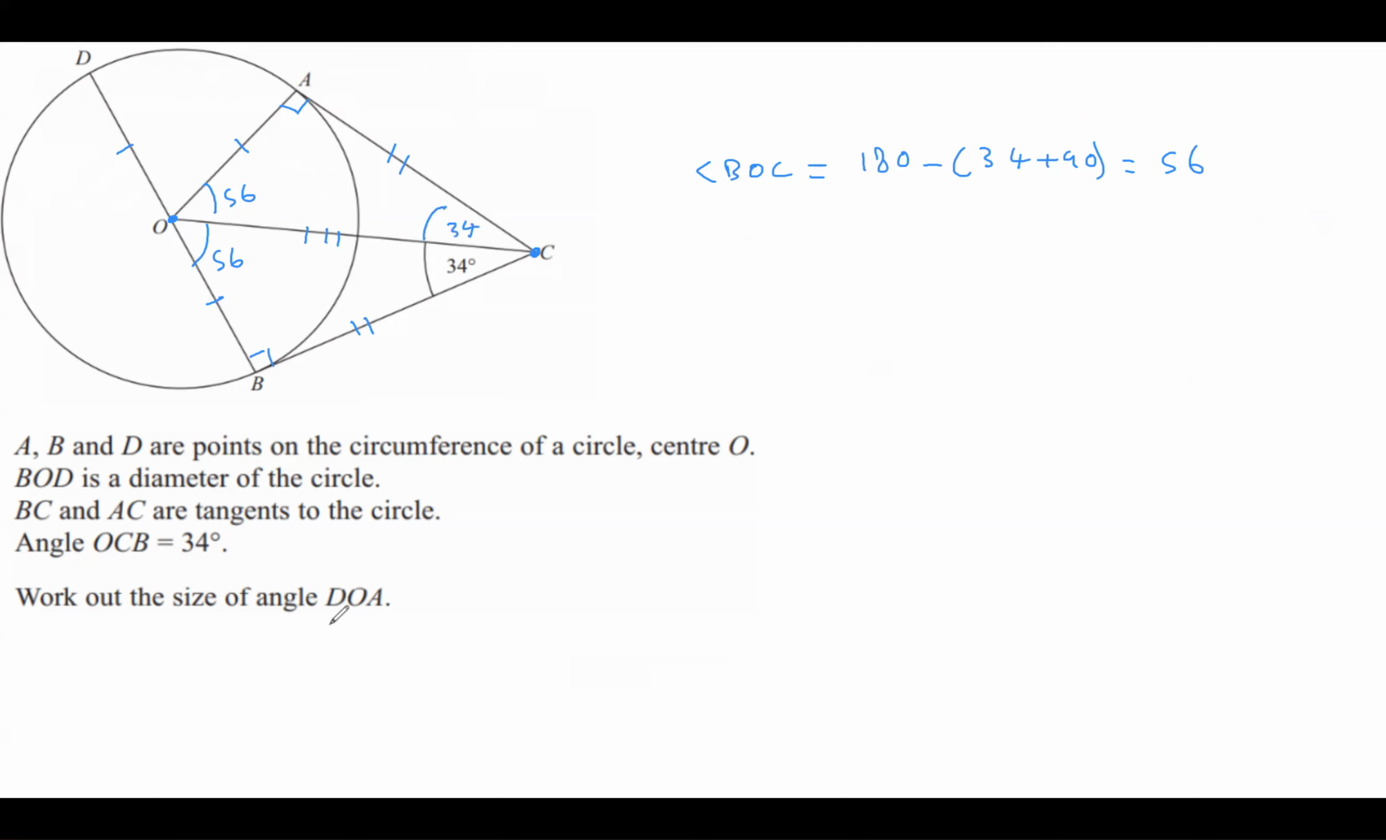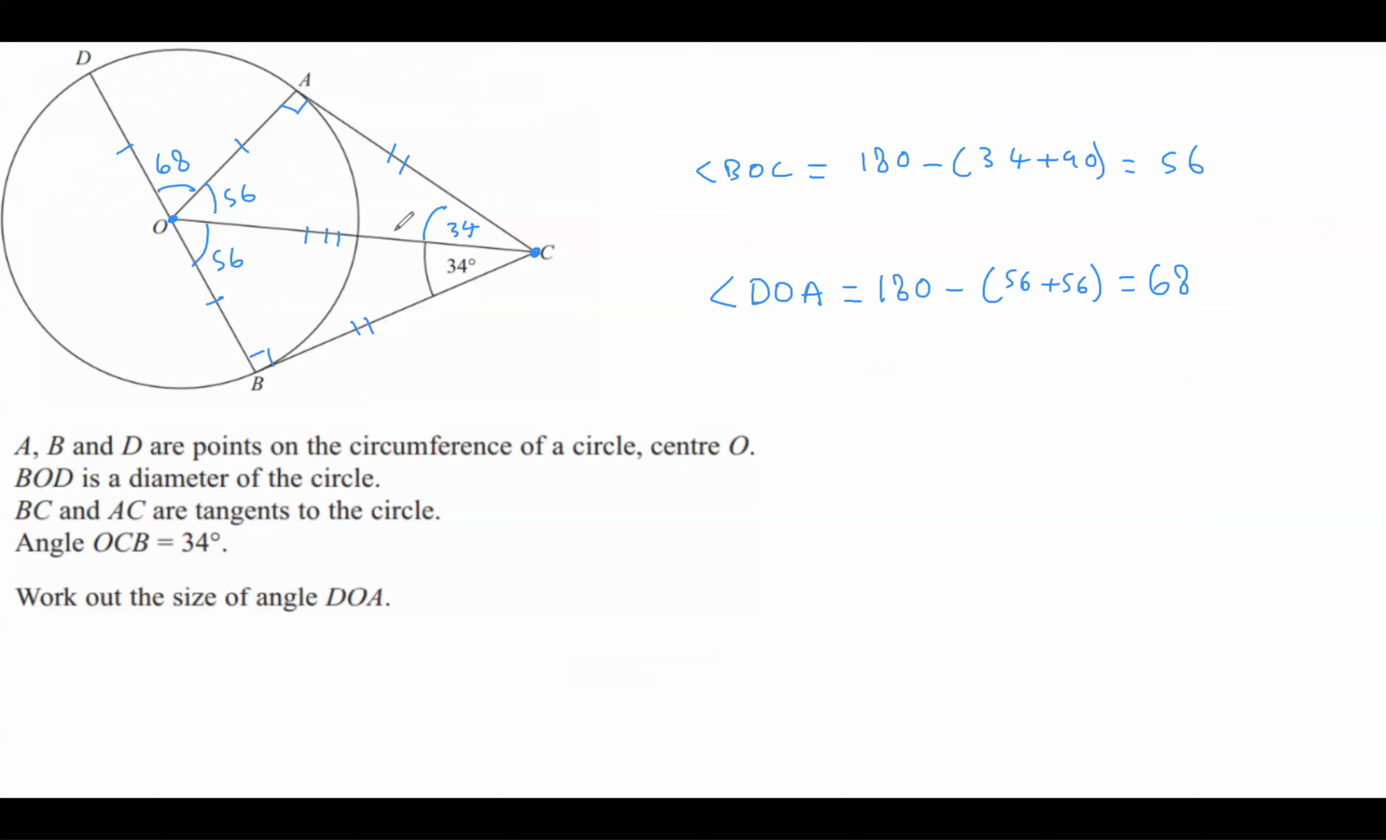Now we need to work out the size of angle DOA. So angle DOA is going to be equal to 180 minus 56 plus 56. So that is going to be equal to 68 degrees, and that would be our answer. And the reasoning here would be angles on a straight line add up to 180 degrees.